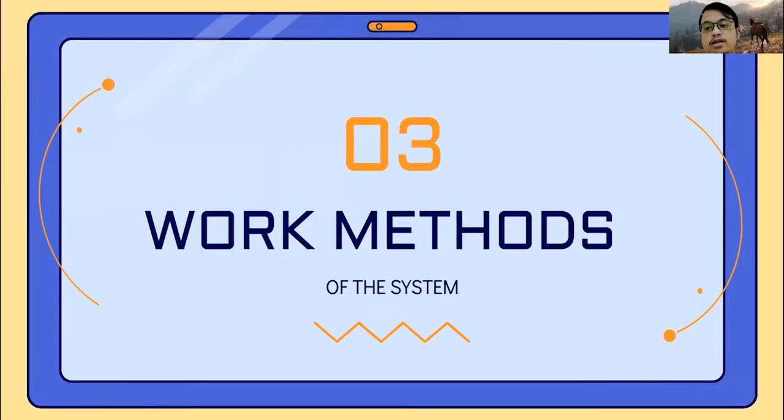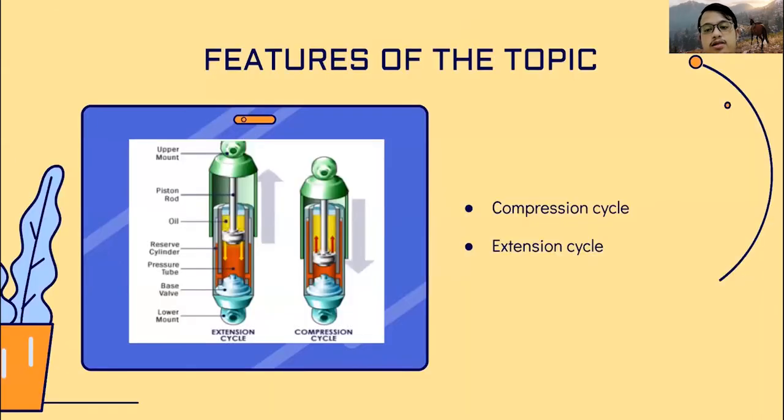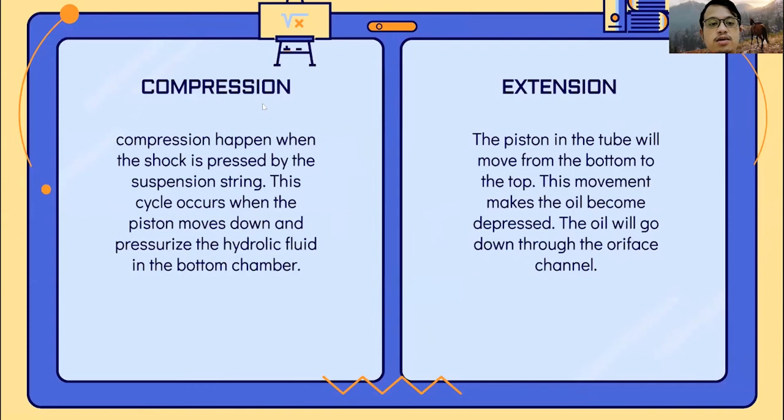Okay, I will explain the working method of the shock absorber. The method is divided into two cycles. The first cycle is the compression cycle, and the second is the extension cycle. The compression cycle happens when the shock is passed by the suspension spring. This cycle occurs when the piston moves down and pressurizes the hydraulic fluid in the bottom chamber.